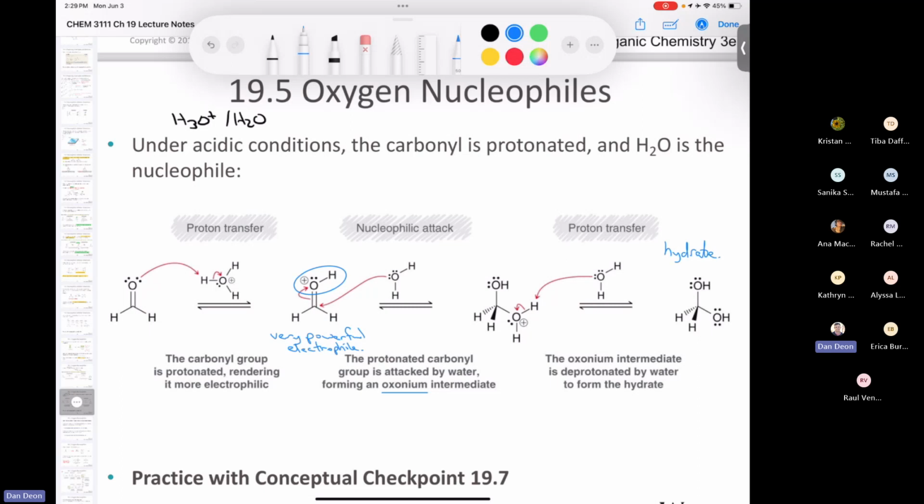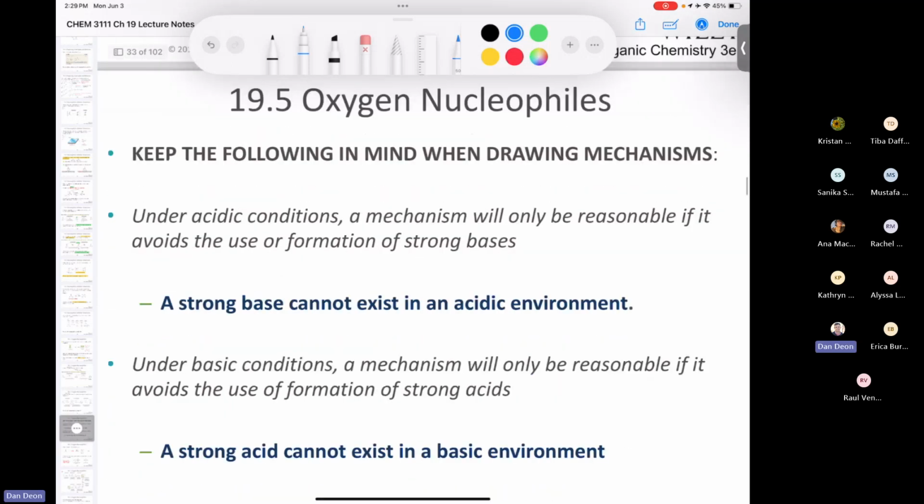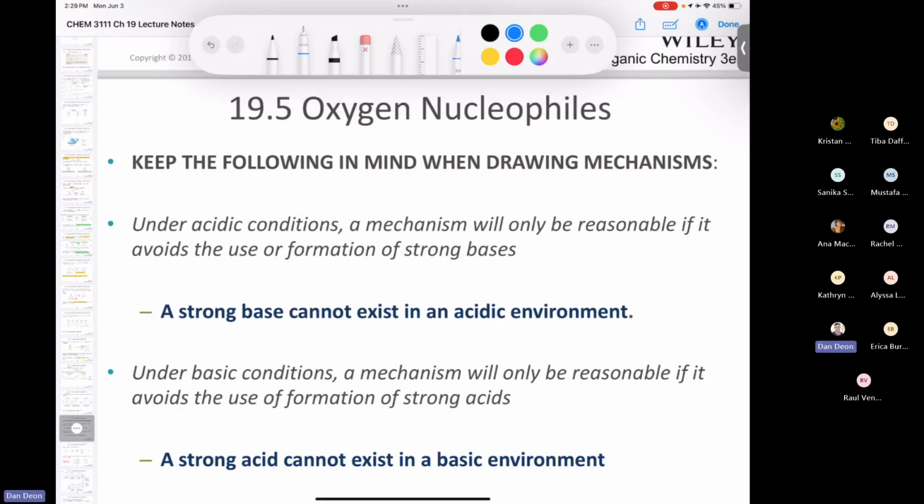All right, so our hydrate. So this is a real David Klein thing. I remember learning this, and nobody preached this to me, but it's very much a textbook thing. This is particular to our textbook. He always hammers this to his students. He says, keep this in mind. If you're drawing a mechanism in acidic conditions, you cannot draw strong bases. Just don't do it because they can't exist.